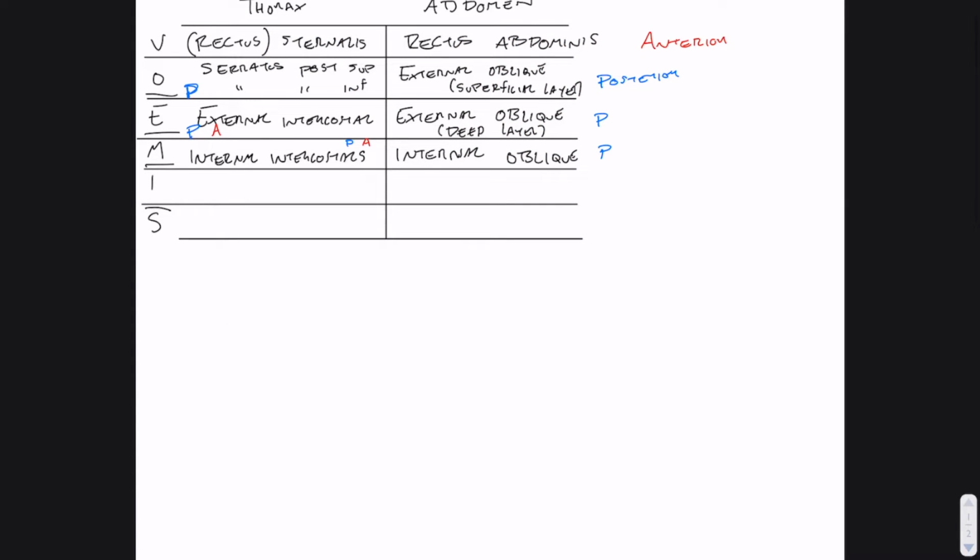Okay, then we get to our internal layer of the thorax. In the thorax, we have 4 muscles that make up our internal layer. We have these muscles called the subcostals. I'm going to kind of box this off here. And then we also have this muscle called the transversus thoracis. We have a muscle called the diaphragm. And then we have another muscle called the innermost intercostals. So I'm just going to do this.